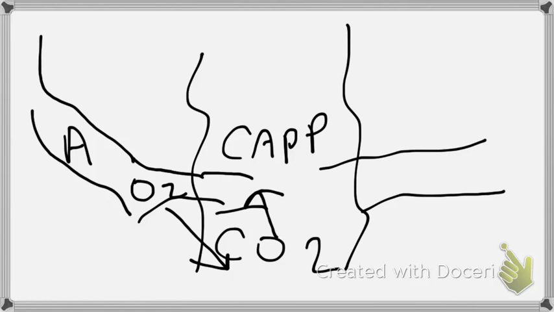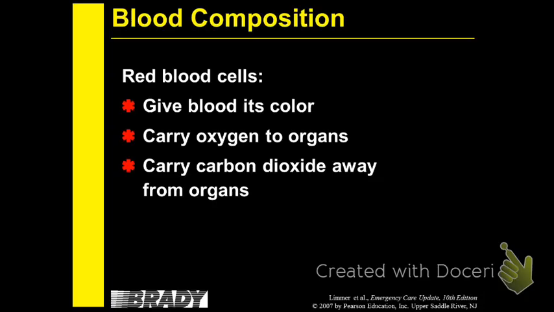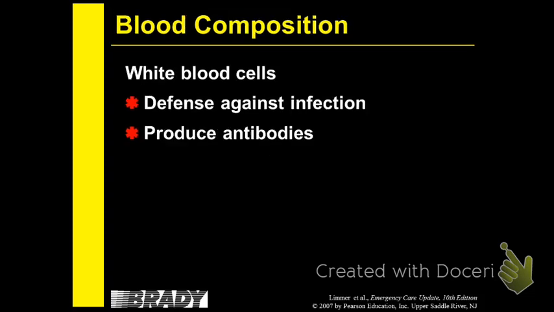But don't you love that drawing? So you go through that and you get this diffusion. This is what this is called. Diffusion. It's a process of moving gas back and forth from a high concentration to a low concentration. And we'll talk about that more in the respiratory system.